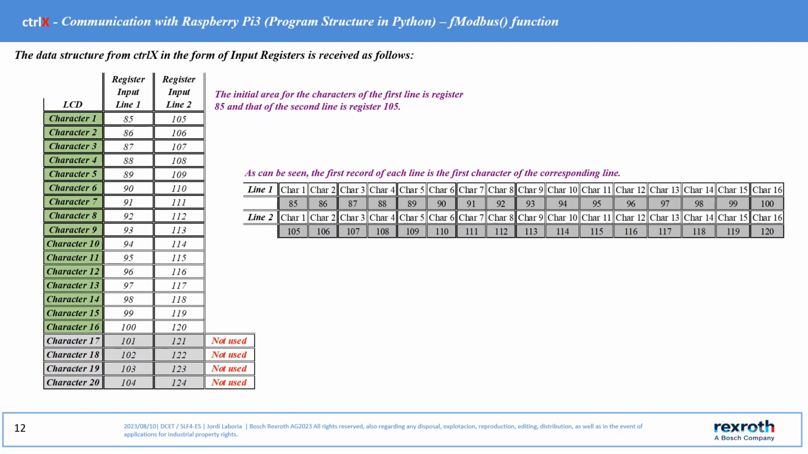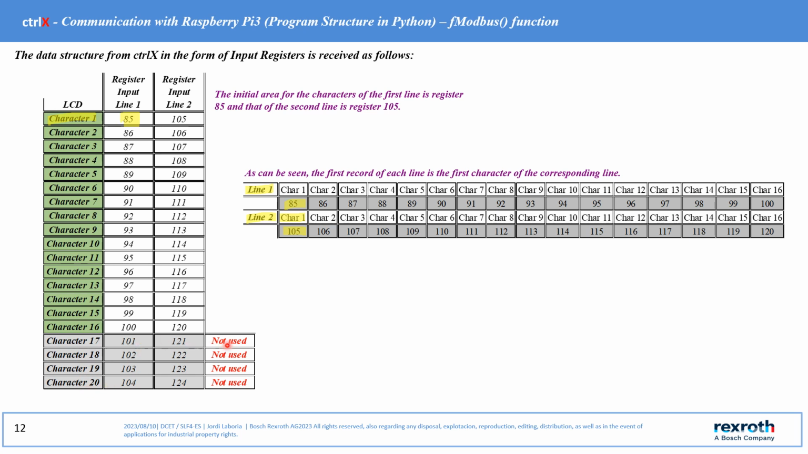In the following image, we can see the relationship of Modbus registers with the characters of each of the two lines of the LCD. To avoid discrepancies in the number of signals, register 85 has been used for the initial character of the first line of the LCD and 105 for the initial character of the second line of the LCD. Both groups have been divided into 20 elements, although the last 4 of each group are not used.